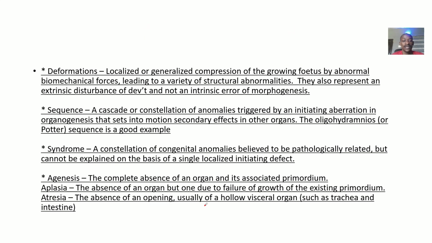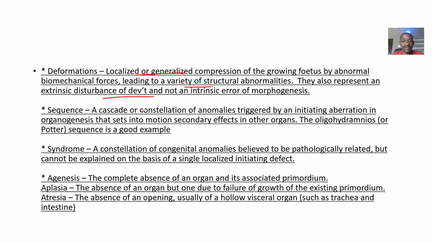Then you can also have deformations. Deformation is like you deform something. It's a particular area that is deformed. So it could be localized or generalized compression of the growing fetus by abnormal biomechanical forces, leading to varieties of structural abnormalities. They also represent an extrinsic disturbance of development and not an intrinsic error. So deformation is actually something that happened on the outside.